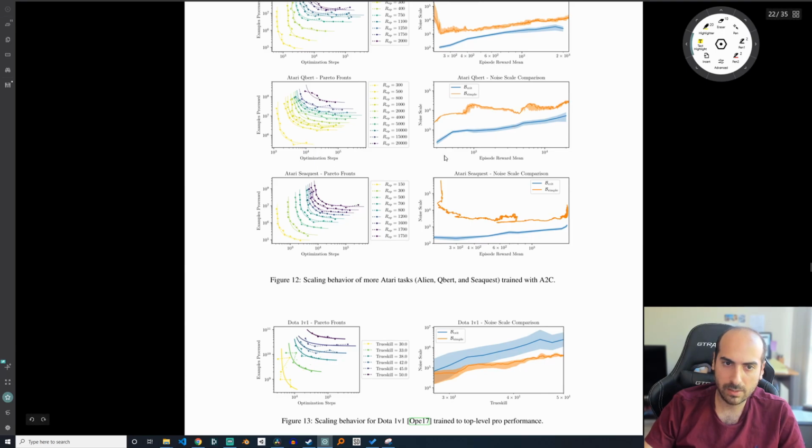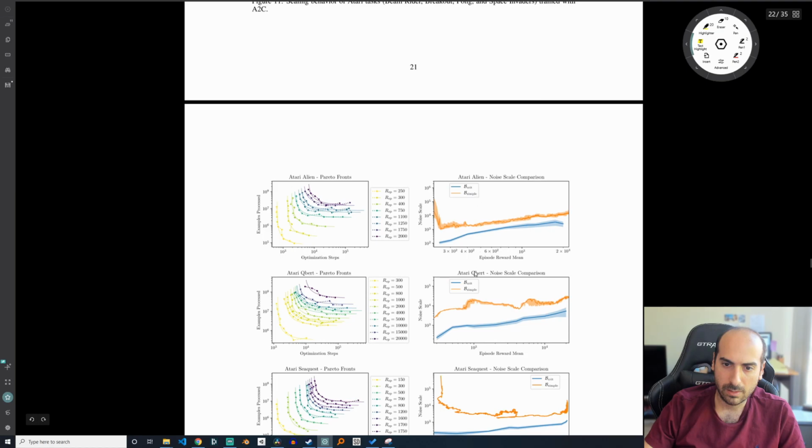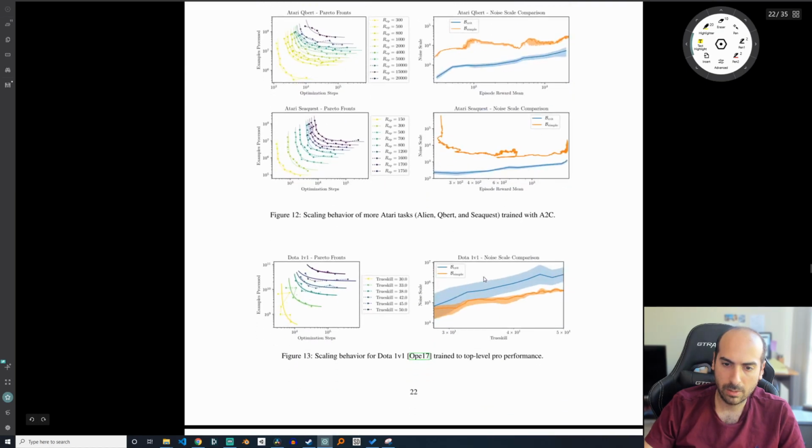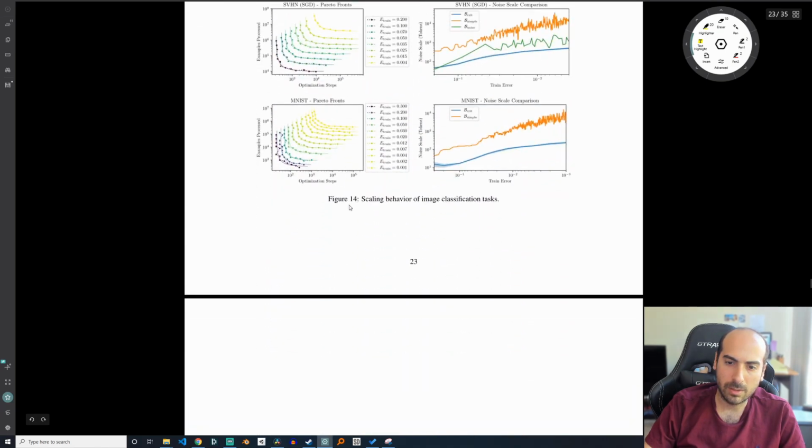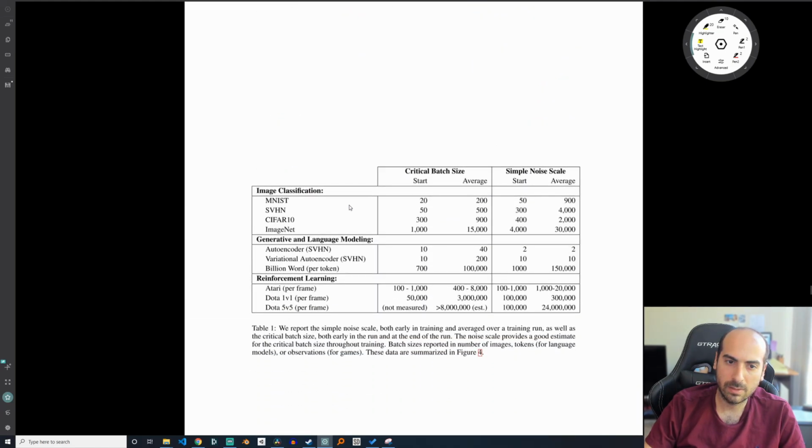Of more Atari tasks. Atari Qbert, Dota 1v1. Okay, so I see true skill 30 versus true skill 50. So examples, oh, I see, okay. So in terms of examples processed. And I think for, where's Dota 5v5? Critical batch size at the start. Oh, as an average, I see.